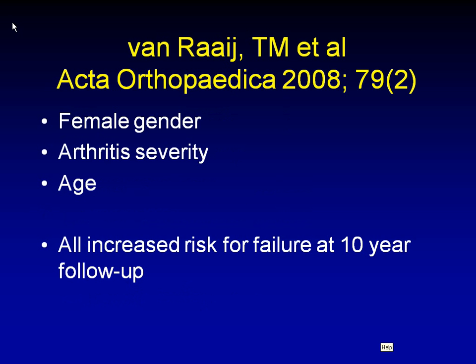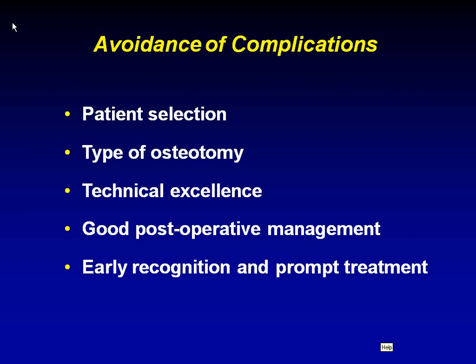In this article from Acta Orthopaedica, they found the complication rate and the failure rate was related to female gender, arthritis severity, and increasing patient age. So all of these factors increase the risk for failure at 10 years. None of these are within your control as a surgeon, except as it relates to patient selection.